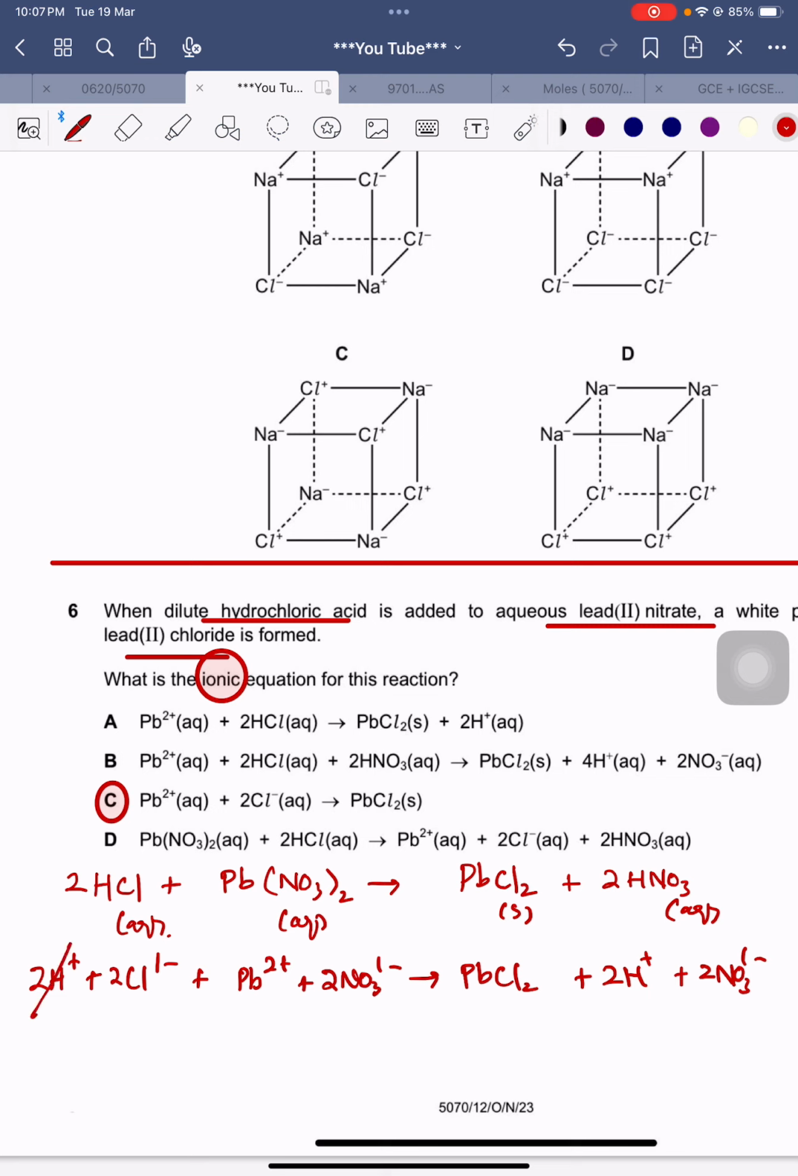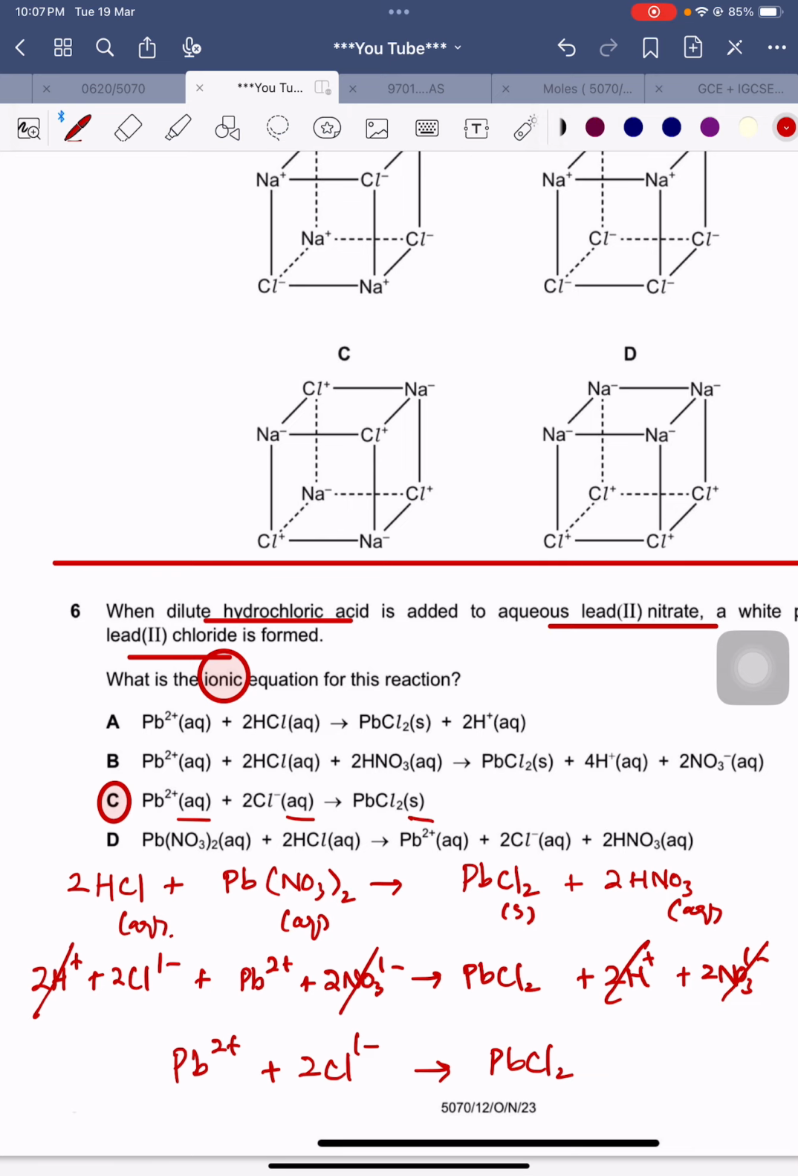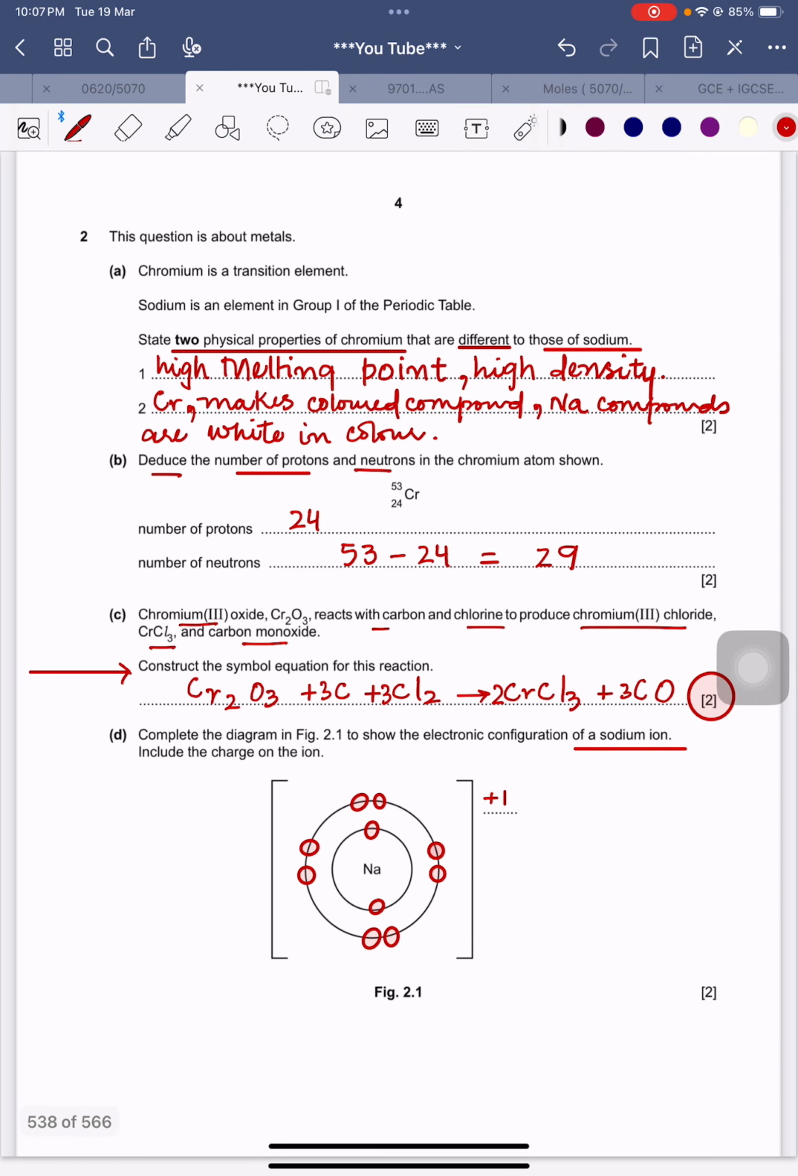We can see that these are the spectator ions and the remaining are the ions which are going to combine with each other to make the ionic equation. So this is the ionic equation which we have already practiced in the ionic equation lectures as well. Okay, so this is the C option. You can see aqueous, and the solid is here. Okay, now I am on the next page.